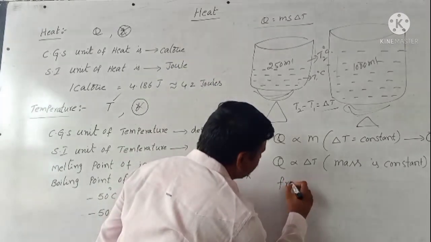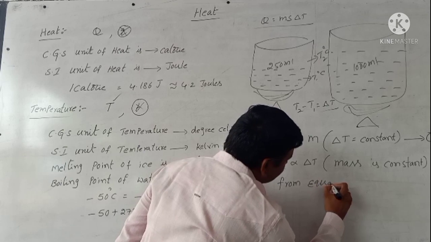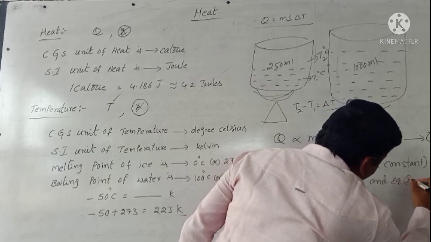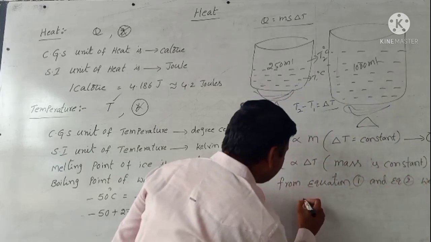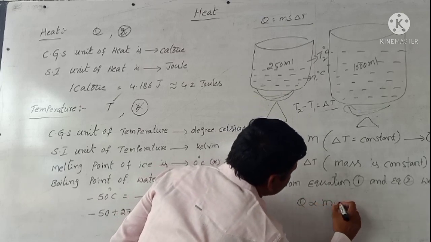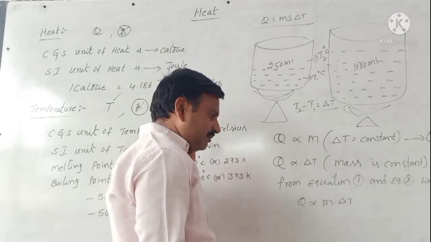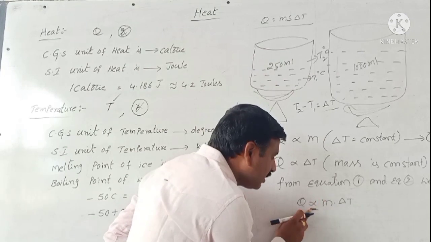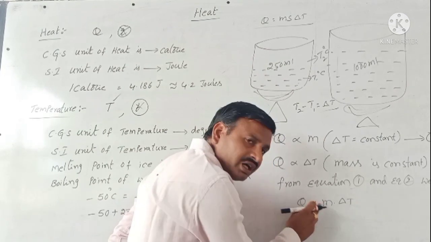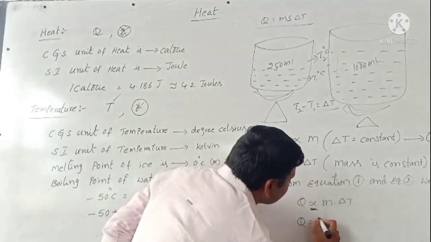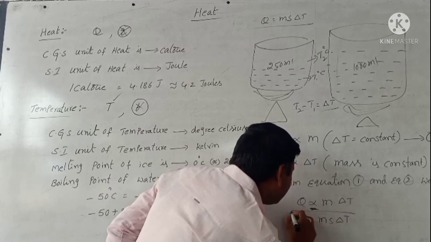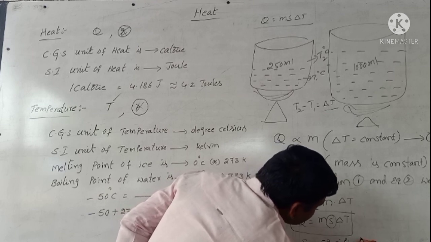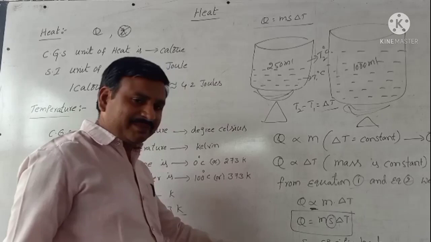From equation 1 and equation 2, we get Q is directly proportional to m delta T. Removing the proportionality, we put in the constant: Q equals m s delta T. Here s is the specific heat.